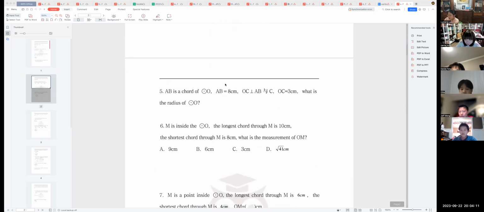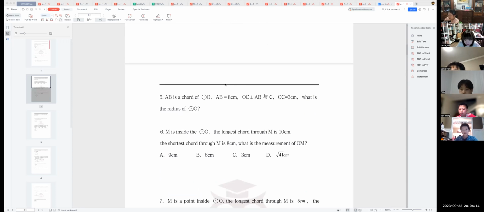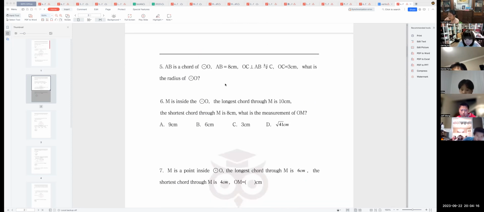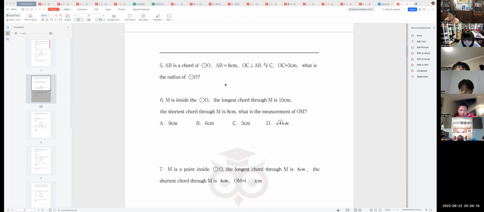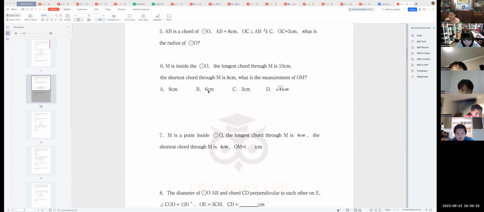So AB is a chord of circle O. This one's the same thing. We don't do it. Okay, let's take a look at this one. M is a point inside the longest chord. The shortest chord is... Let's not do the square root thing to make it too hard.